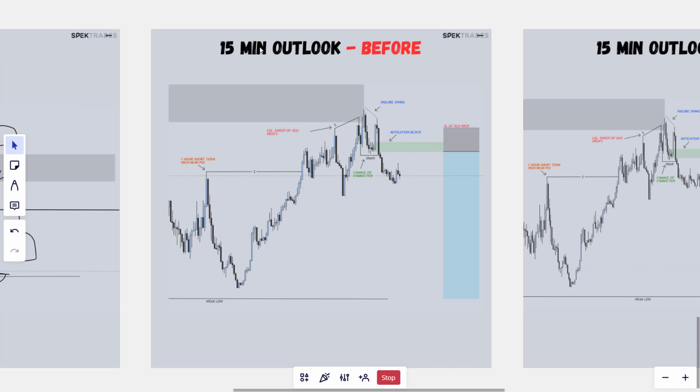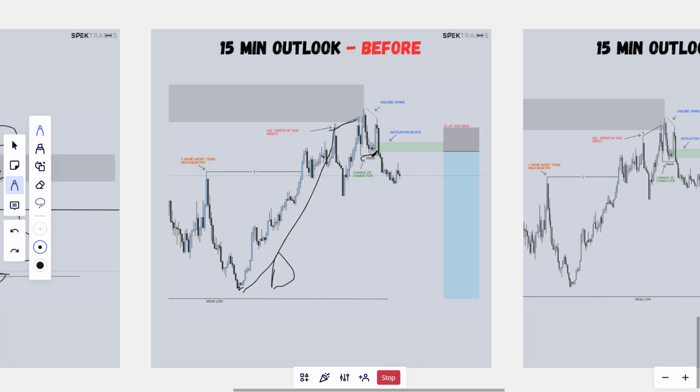And then here on this 15-minute outlook before, we see that price came from the discount. Boom. Right here is discount. Price came from discount and then went all the way back up to premium to tap into our H4 point of interest to then give us a liquidity sweep. Boom. And then give us a change of character.